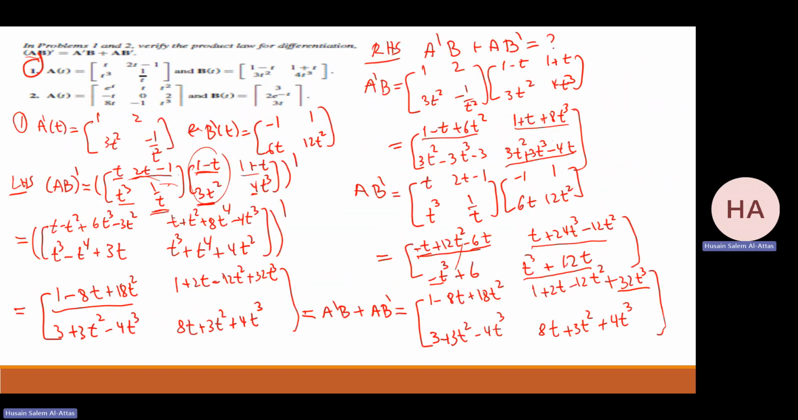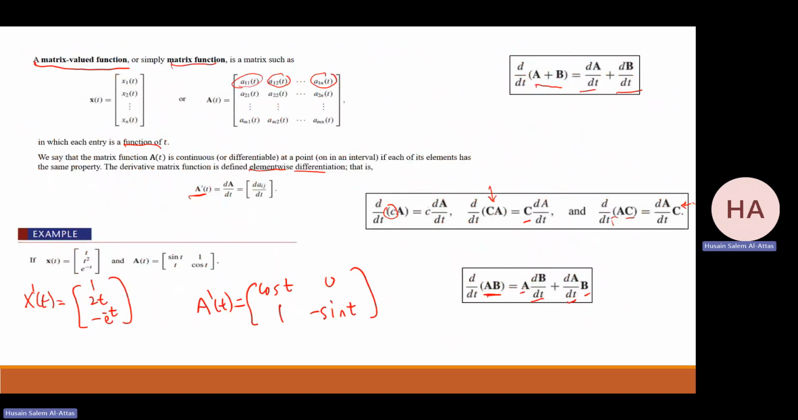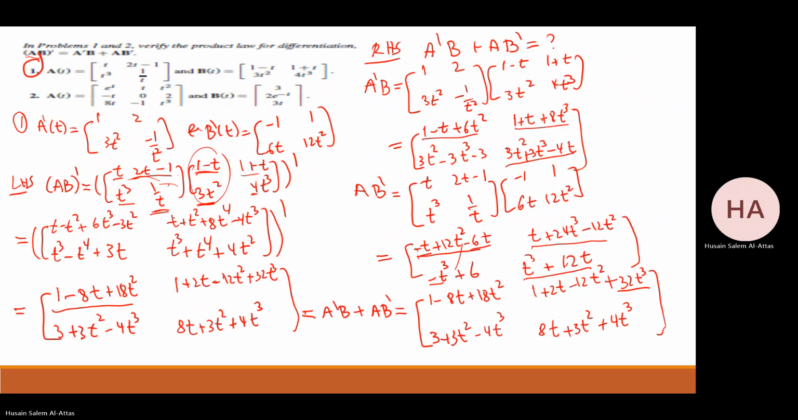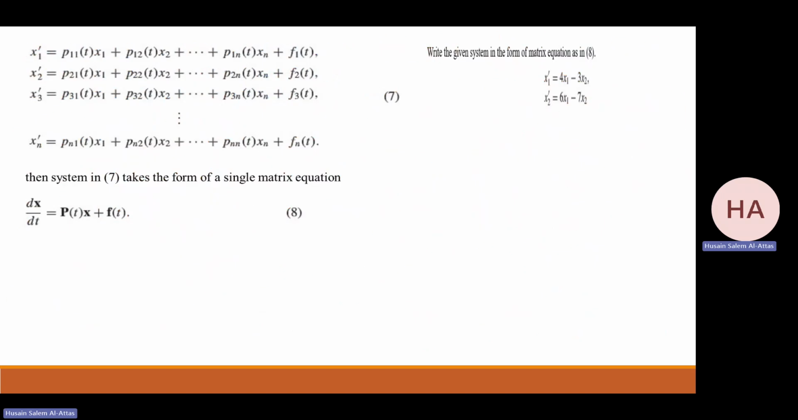Actually, this is just how to deal with the matrix function in general. Okay, now let me go to the main topic, what we have in this section. First, if I have a system of equations, we are having a system of equations. We have these.